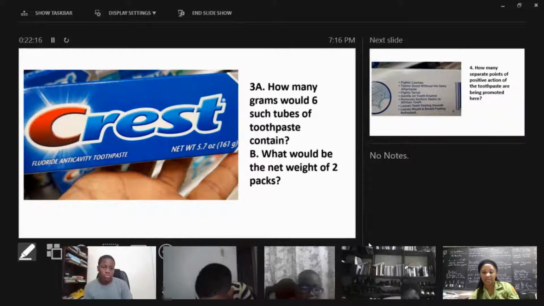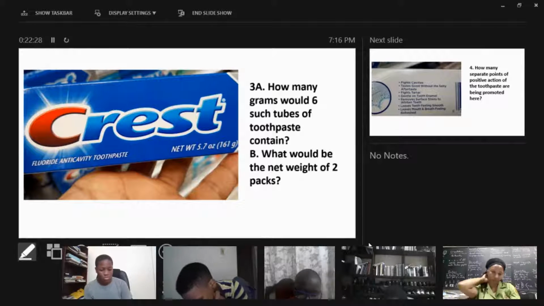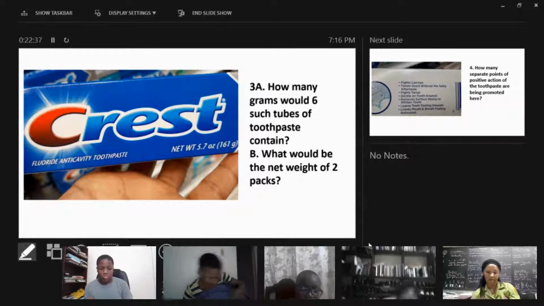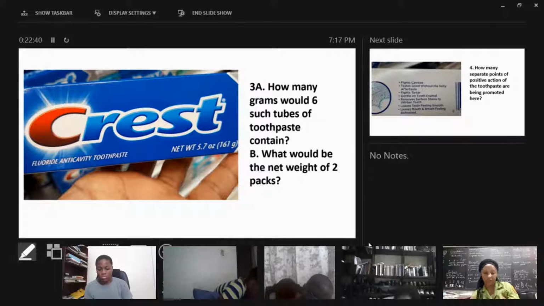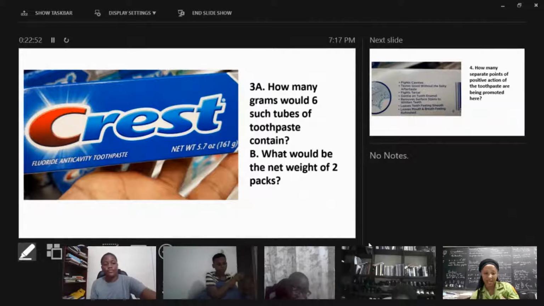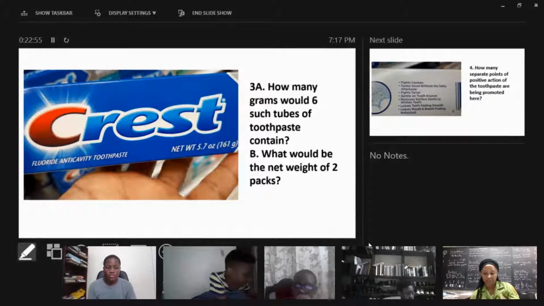All right, John, what are you saying? Okay, I would say we multiply the 161 grams times 6 to get how many grams would be in 6 tubes of toothpaste. Where does that 161 come from? Look at the box, on the bottom. It says 161 grams. Okay, all right. So each tube or each pack contains 161 grams. So 6 of the same tubes would be 6 times 161, which is 966 grams. And Antoine got that answer.